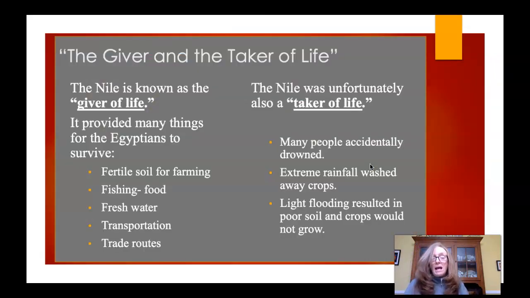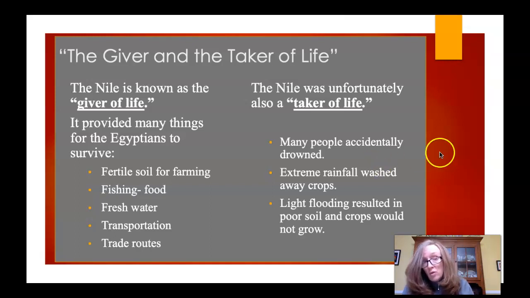So the Nile River is known as the giver and the taker of life. It's known as the giver of life because obviously it gives Egyptians a lot of things to survive. Fertile soil for farming, fishing, freshwater fowl for food, fresh water for drinking, transportation, and trade routes. All of those things are going to be used to unite ancient Egypt, so it's going to become a very strong civilization.